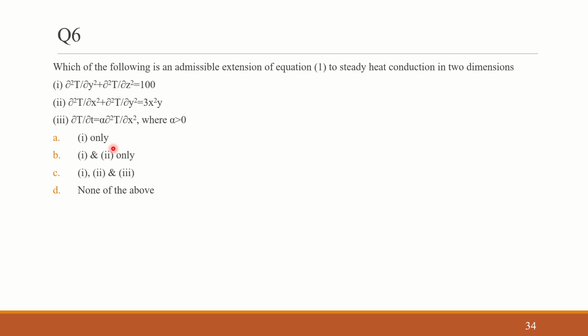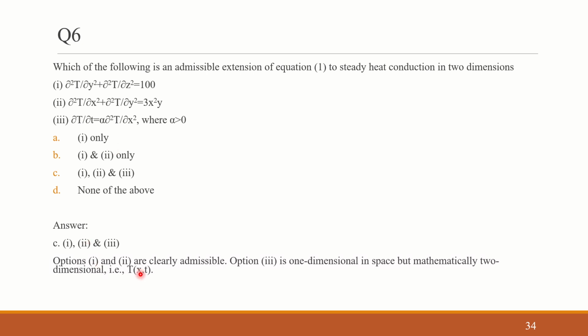The answer is actually option C, 1, 2 and 3, because statements 1 and 2 are clearly admissible. Del square T by del x square plus del square T by del z square equal to 100, and similarly del square T by del x square plus del square T by del y square equal to 3x square y, are both clearly 2-dimensional. And statement 3 is one-dimensional in space, but mathematically T is also a function of x and t, so mathematically it is 2-dimensional. That is why the answer is option C.